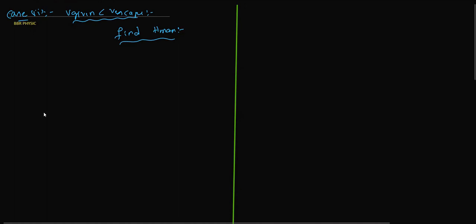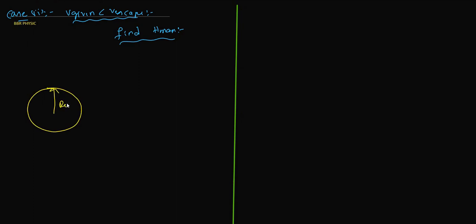See, in this, case 2 is when V given is less than V escape. V given less than V escape means it won't escape from the Earth's surface. So they're asking to find H maximum, the maximum height of the object which can travel. Let me take the Earth's surface here like this, whose radius is RE.